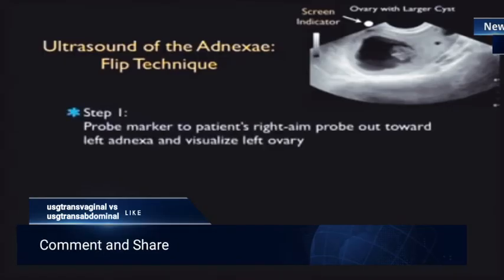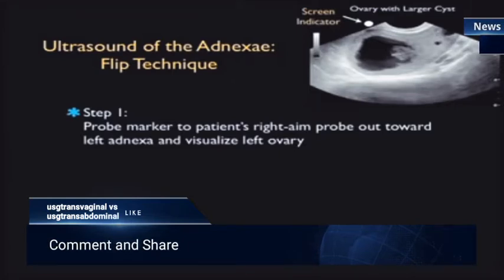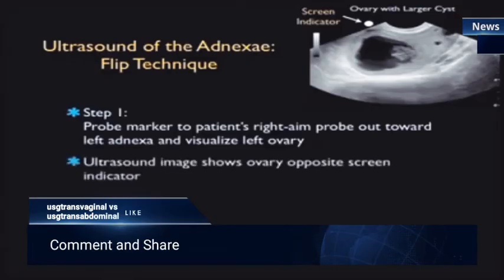Let's begin by discussing the flip technique for ultrasound of the adnexa. Step number 1 is to move the probe into a short axis configuration, first identifying the uterus. We'll have the probe marker positioned towards the patient's right. We'll then aim the probe into the left fornicele area adjacent to the cervix to visualize the left ovary and also to visualize the left adnexa.